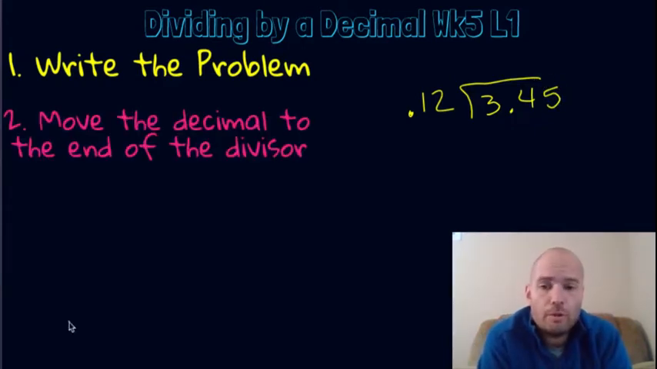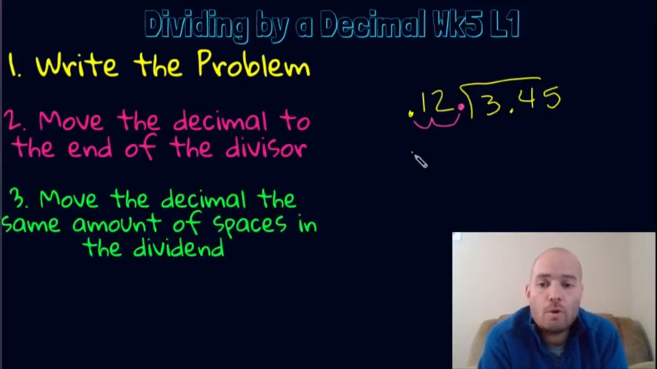Step 2 is going to move the decimal to the end of the divisor. So we're going to take the divisor, the number out front, and we're going to take this decimal. We're going to move it one place, two places, and it is going to get moved to the end of the divisor.